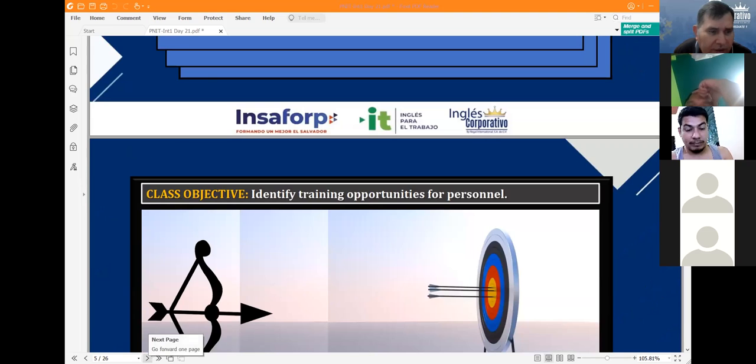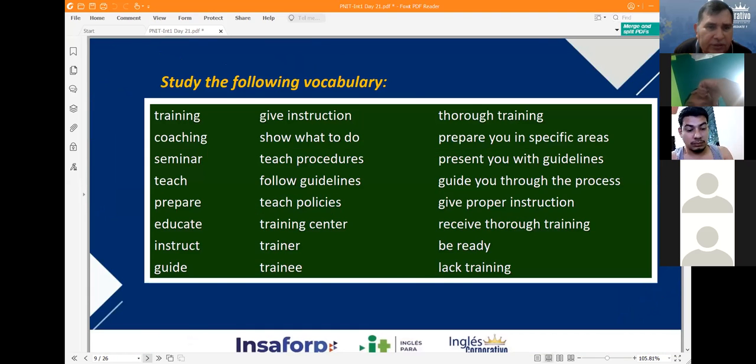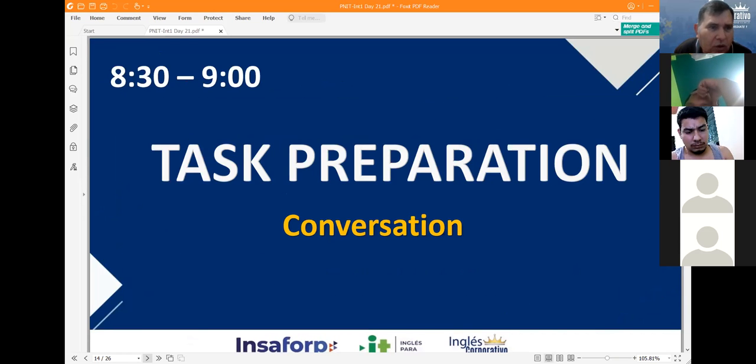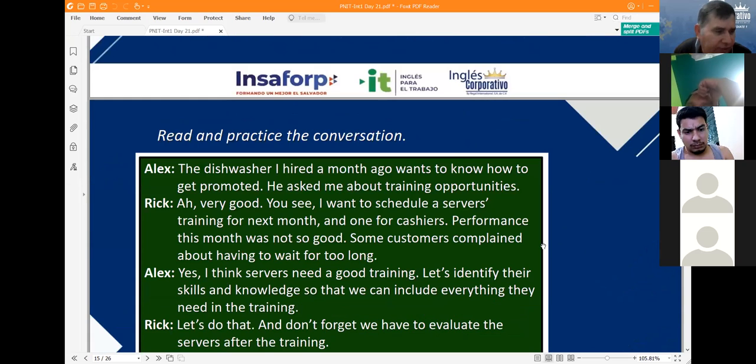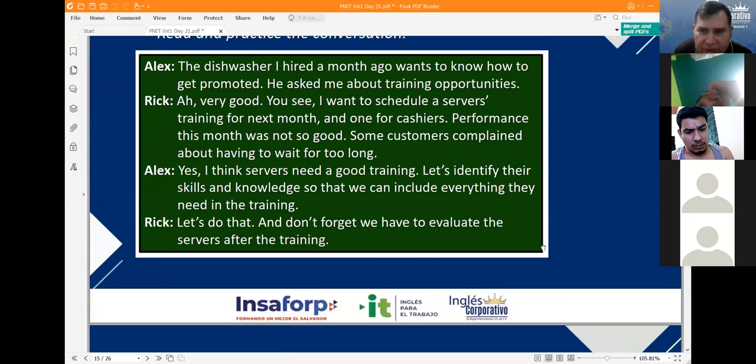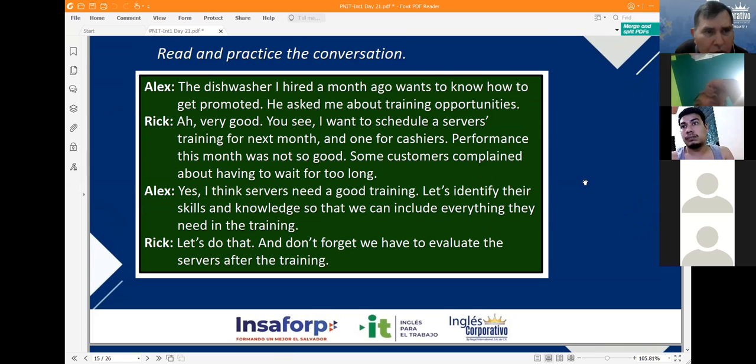Let's see, we were through this. We discussed this and this. Finish with this part. Okay, now we get to the conversations. It's a little late. But these are the conversations that we need to have. I'm going to model the conversations and then you are going to practice them. You will have 10 minutes to practice them, 5 minutes and 5 minutes. So here we go. Read and practice the conversation.